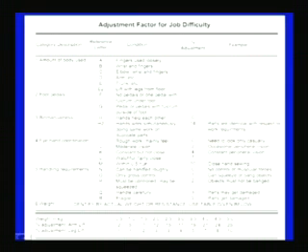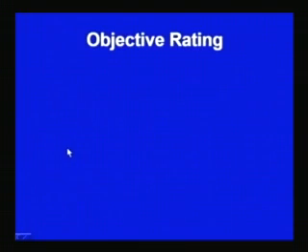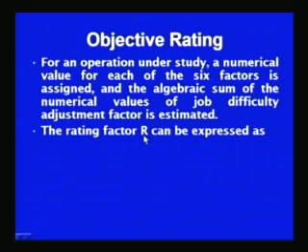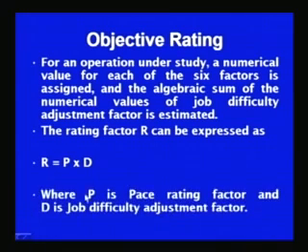So, after obtaining the numerical values related with the degree of difficulty in carrying out the job, the rating factor of the worker is obtained by clubbing it with the pace rating. For an operation under study, a numerical value for each of the 6 factors related with the job difficulty is obtained, and the algebraic sum of the numerical values of the job difficulty adjustment factors is estimated. Then the rating factor for the operator can be expressed as R equal to P into D, where P indicates the pace rating factor which has been assigned to the worker by the time study man, and D is the degree of difficulty related with the job, which has been obtained in terms of the job difficulty adjustment factors.